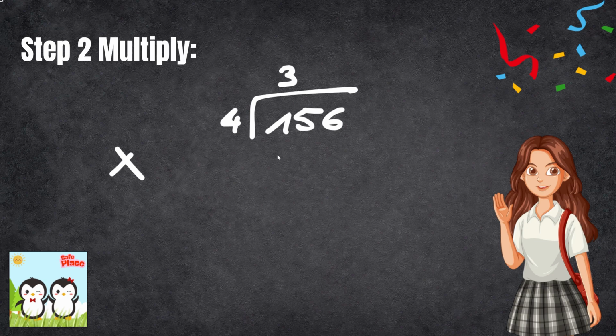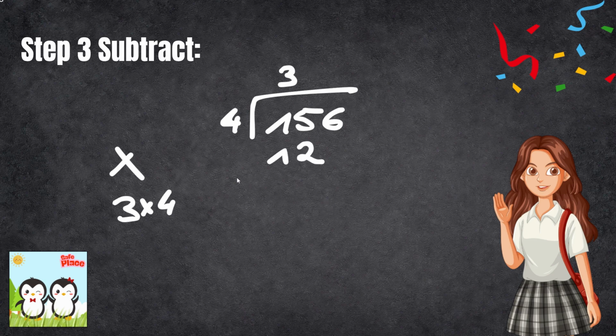Step 2, multiply. Now we move to the M in DMSB. Multiply the 3 we just wrote by our divisor, 4. 3 times 4 equals 12. Write 12 underneath the 15. Step 3, subtract. Next comes S for subtract. Subtract 12 from 15. 15 minus 12 equals 3. So we have 3 left over.